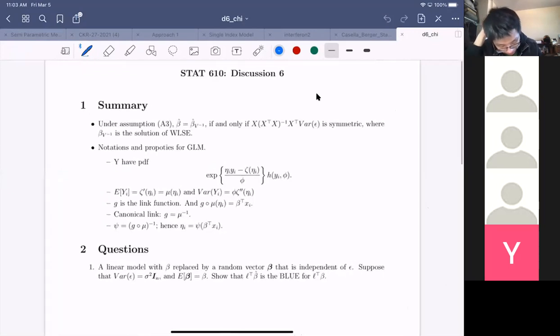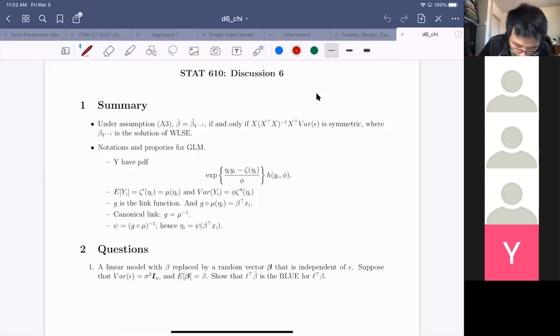So if you don't have a question, let's go to the discussion handout. The first theorem is about the weighted least squares. So it's under assumption A3.